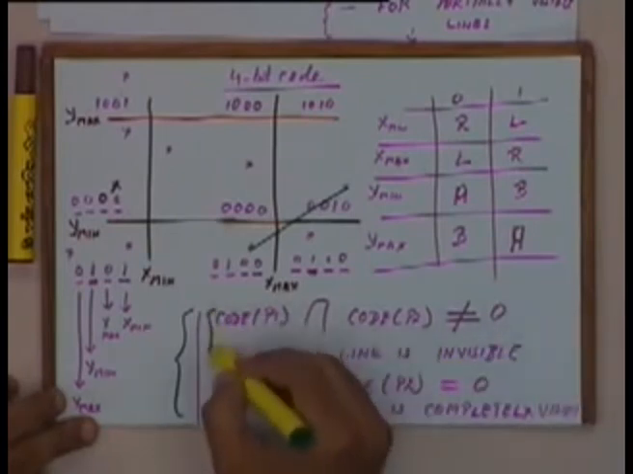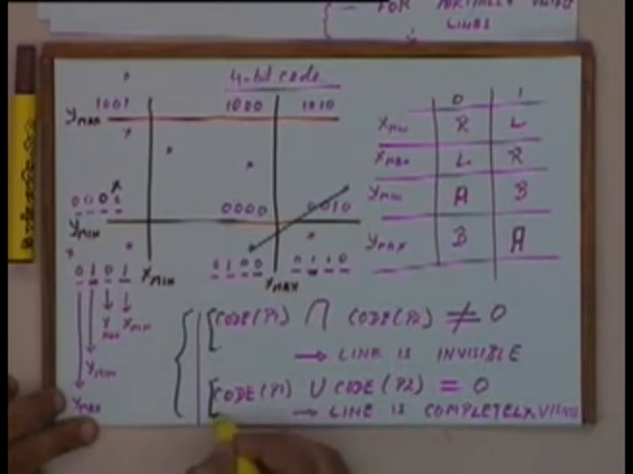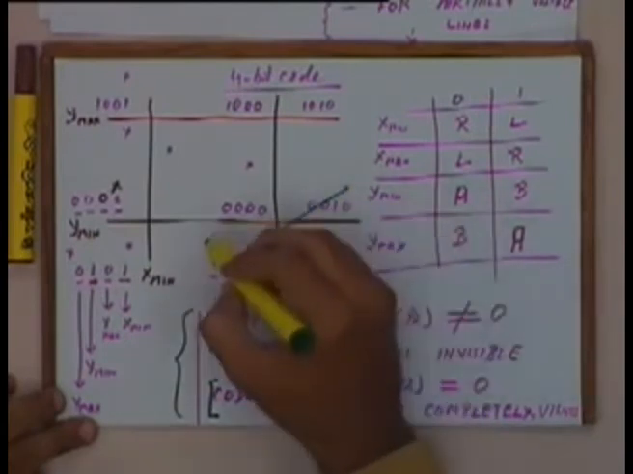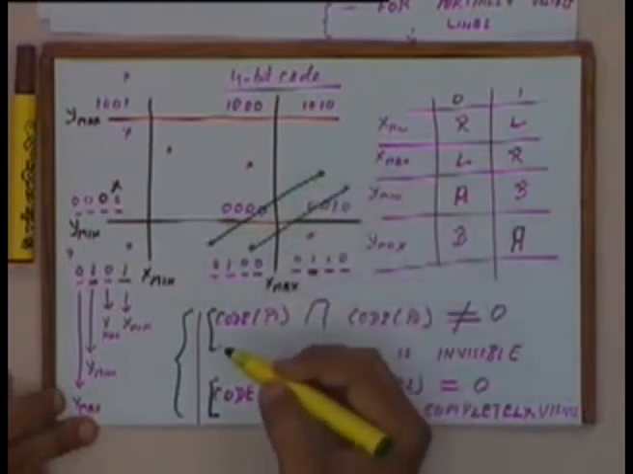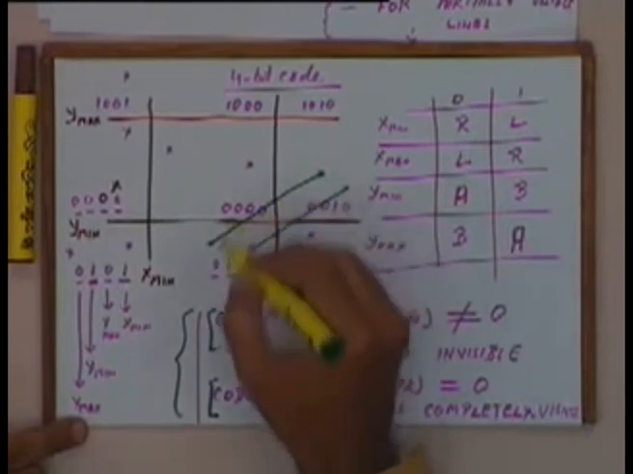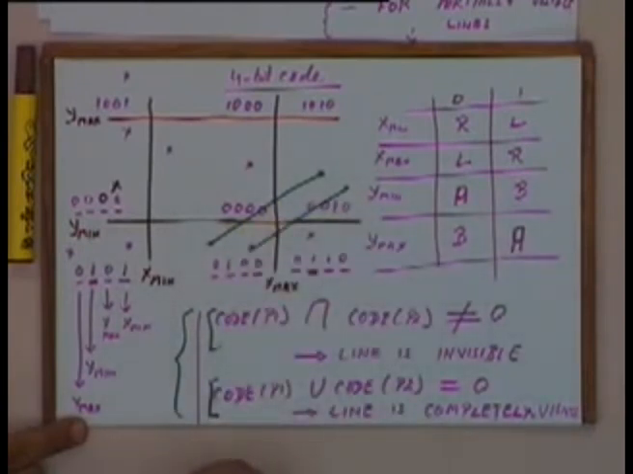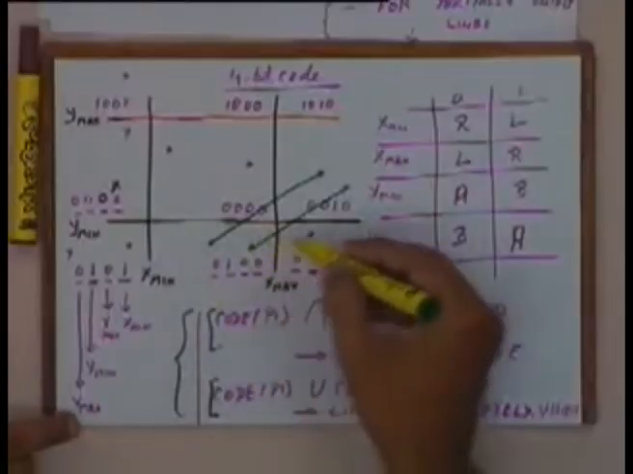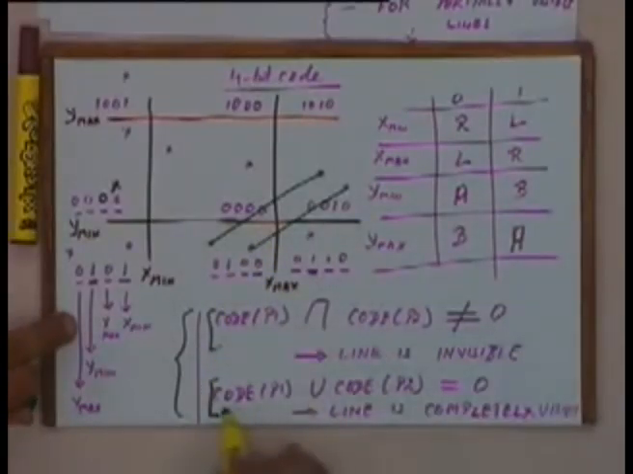But if this condition is not satisfied and this condition is also not satisfied, then the line can be invisible or the line can be partially visible. Okay, whether the line is like this or the line is like this, we can decide that only by finding out the intersection points. So this 4-bit code will help us in weeding out those lines which satisfy either this criteria or this criteria.